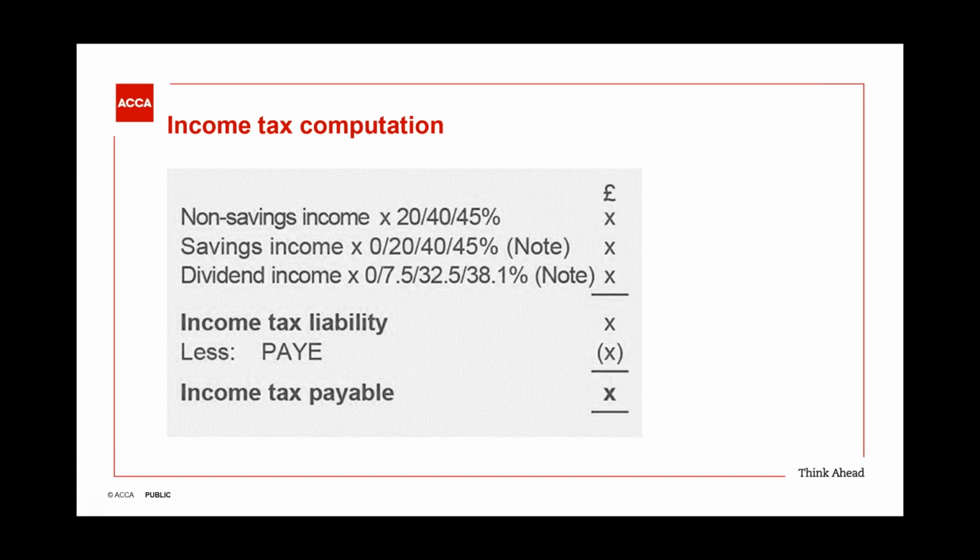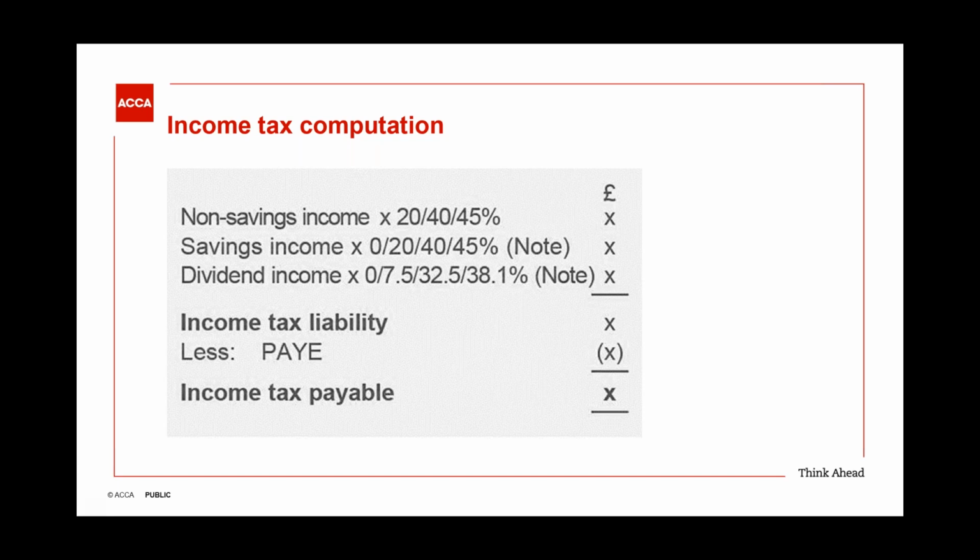But when it comes to non-savings income, we don't have much complications. If you are a basic rate taxpayer, you have to pay at 20%. If you are a higher rate taxpayer, you have to pay at 40%. If you are an additional rate taxpayer, you have to pay at 45%.